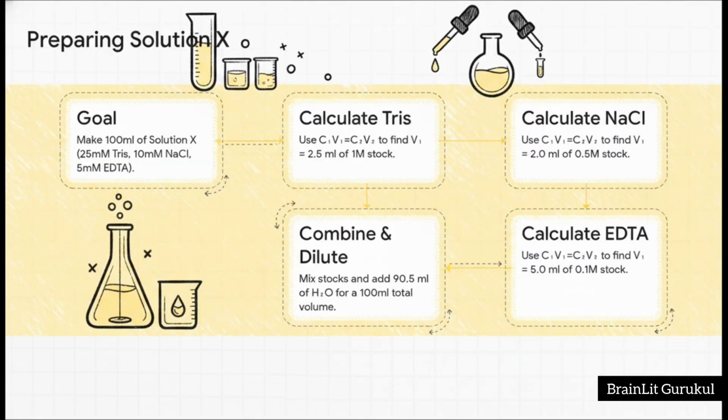Imagine we need to make 100 milliliters of something called solution X. We have 3 different stock solutions, and we're just going to use C₁V₁ equals C₂V₂ for each one. We just rearrange the formula to solve for V₁, which is the volume of stock we need. For the Tris, the math tells us we need 2.5 ml. For the NaCl, we need 2 ml, and for the EDTA, we need 5 ml. So we carefully measure and combine those volumes. That's 9.5 ml total. And to finish, we add exactly 90.5 ml of water to get to our target of 100 ml. And just like that, you've done one of the most fundamental tasks in any life sciences lab.